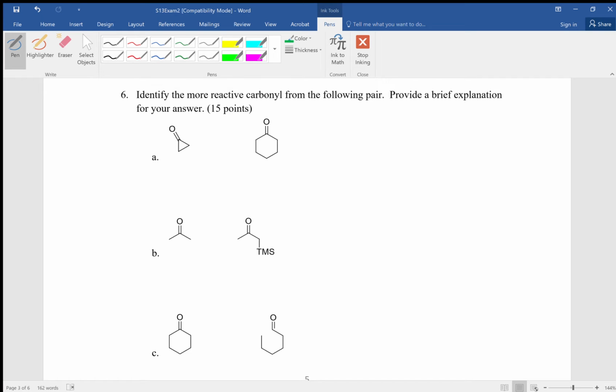Right, now looking at question 6 on this exam, we have 3 pairs of carbonyls and we're trying to identify the more reactive one. So for part A, we have 2 cyclic carbonyls. One is part of a 3-membered ring, one is part of a 6-membered ring. And the 3-membered ring is going to be more reactive.